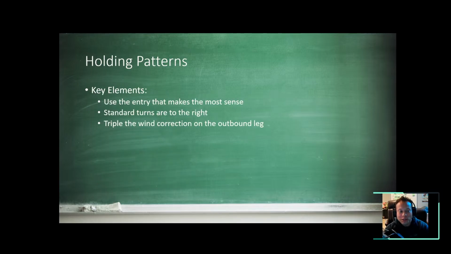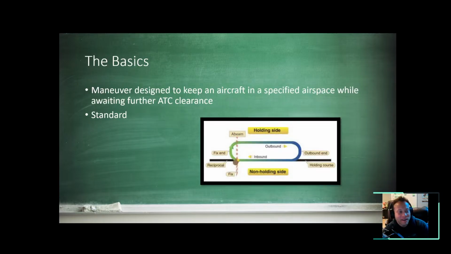If nothing else, I want you to take away these key elements. Use the entry that makes the most sense, and we'll talk about what that means in a minute. Remember that standard turns are to the right. That is opposite to your typical traffic pattern where standard turns are to the left. So in IFR, your holding patterns are to the right. And anytime you are making a wind correction on a holding pattern, you want to triple the wind correction on the outbound leg. And again, we'll talk about why that makes sense here in a minute.